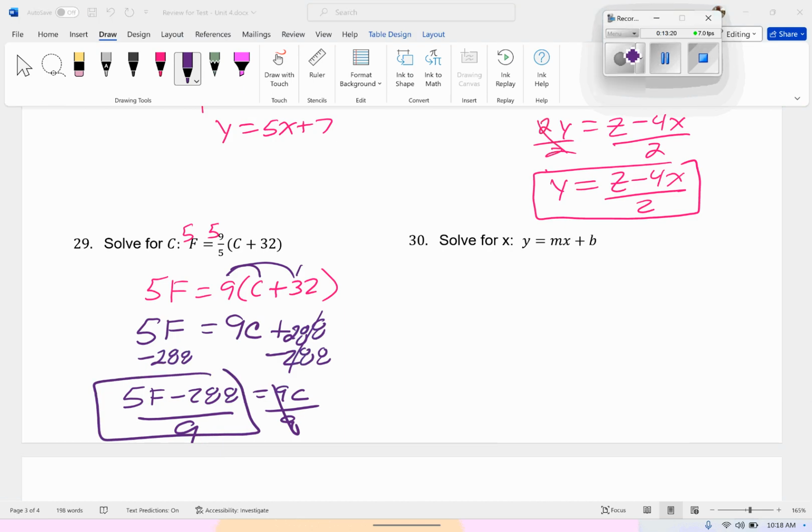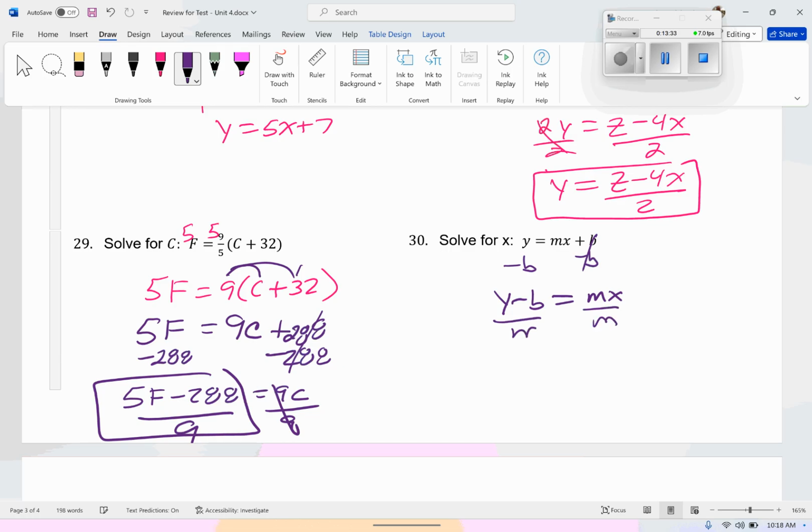Problem number 30, we want to solve for x. So first thing, I'm going to subtract b from both sides. Those cancel out, so I get y minus b equals mx. m and x are being held together by multiplication, so go ahead and divide each side by m. The m's cancel, so x equals y minus b divided by m.